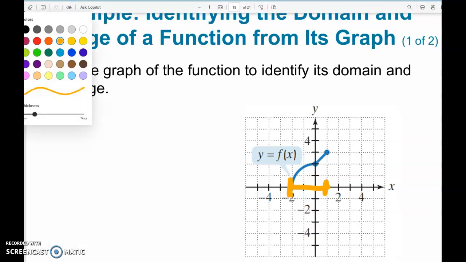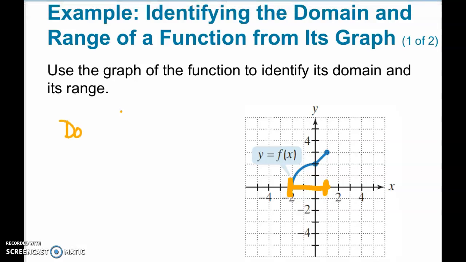So I'm going to write this as the domain. I'm going to look at what x values are represented here. And those are the numbers between -2 and +1. Now, when you do these problems, it wants you to typically write your answer in interval notation. So what is interval notation? Well, interval notation is where I'm going to put the smaller value first.